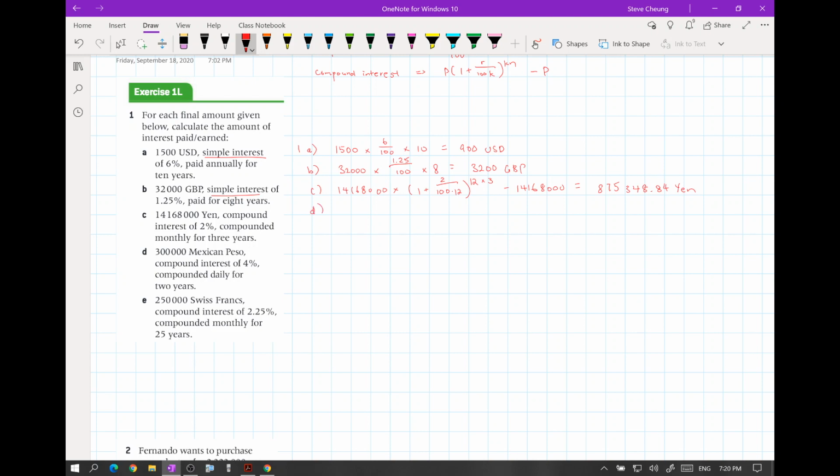Part D, you have 300,000 pesos compounded daily. So we will take the rate divided by 100, and then we will take 365 as our day. Technically, it's more than 365, but we will just use 365 in this question. I think that's all right. And we want to multiply over 2 years. Remember to subtract off the initial amount.